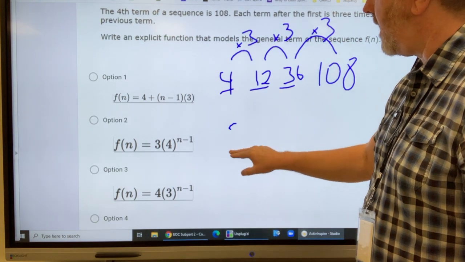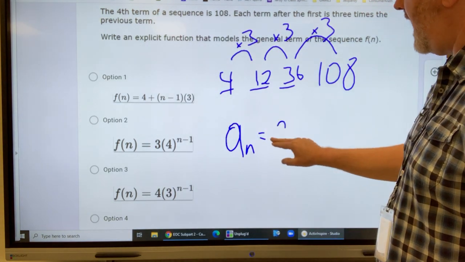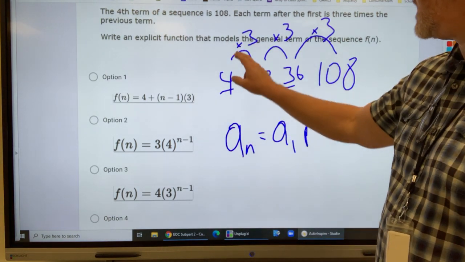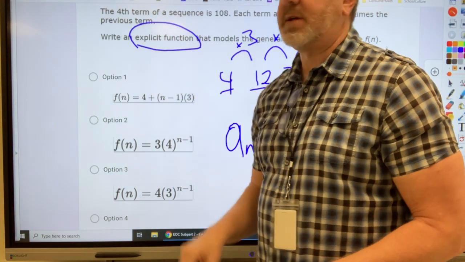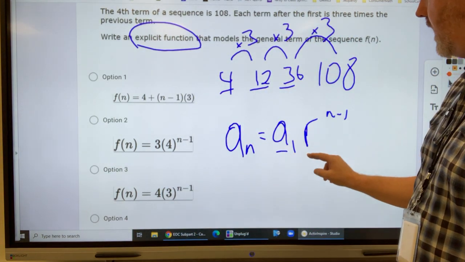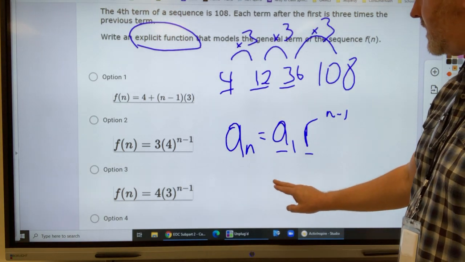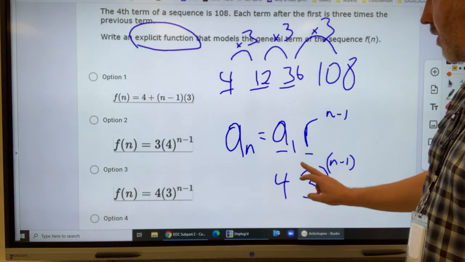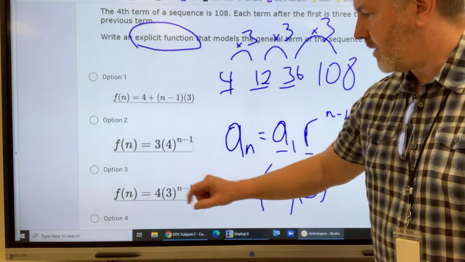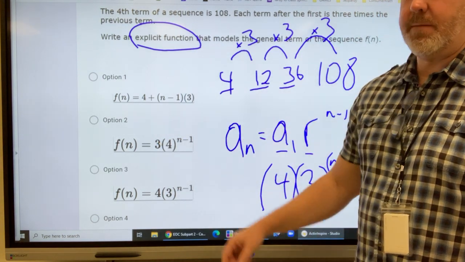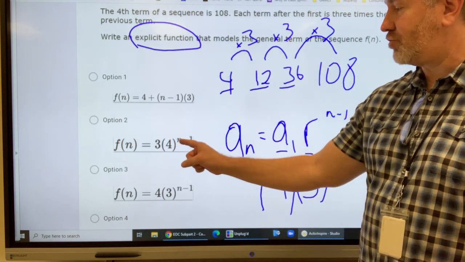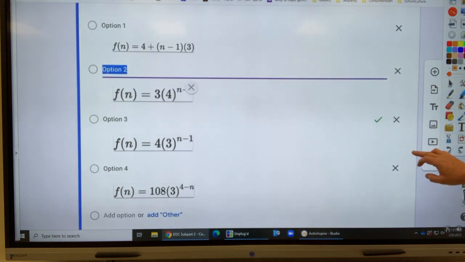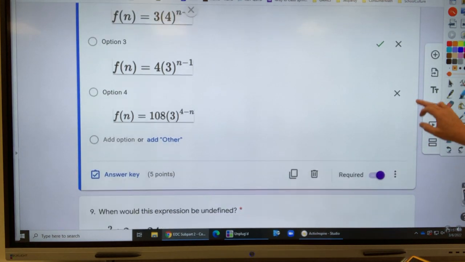And then our formula, if you remember, a sub n equals a sub 1 times r to the n minus 1. Now, to write the explicit formula, explicit function or explicit formula, you just substitute in a sub 1 and r. So we know a sub 1 is 4, we know r is 3, n minus 1 is still a variable, so our answer ends up being option 3. Be careful, this one's a lure. Mr. Miller called it an attractive distractor, all right? All right, so let's double check that. Yep, option 3. All right, there it is.